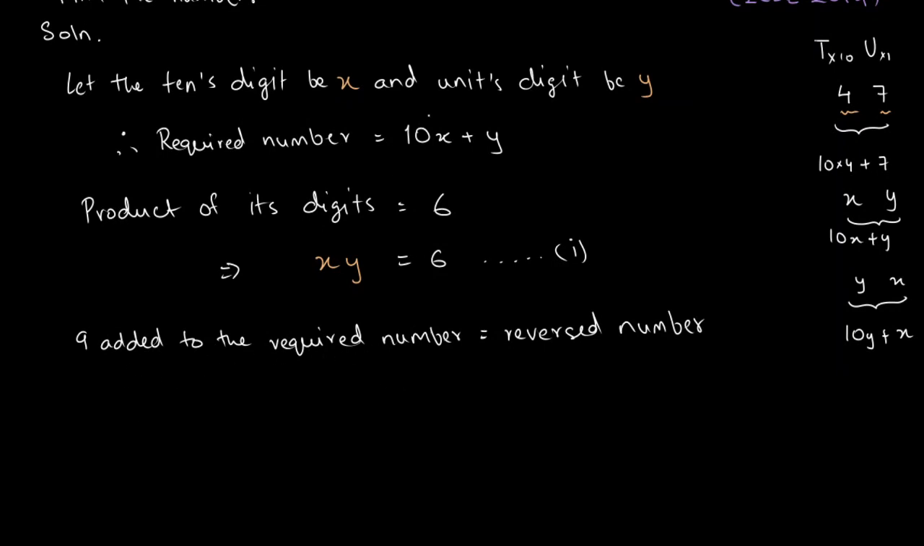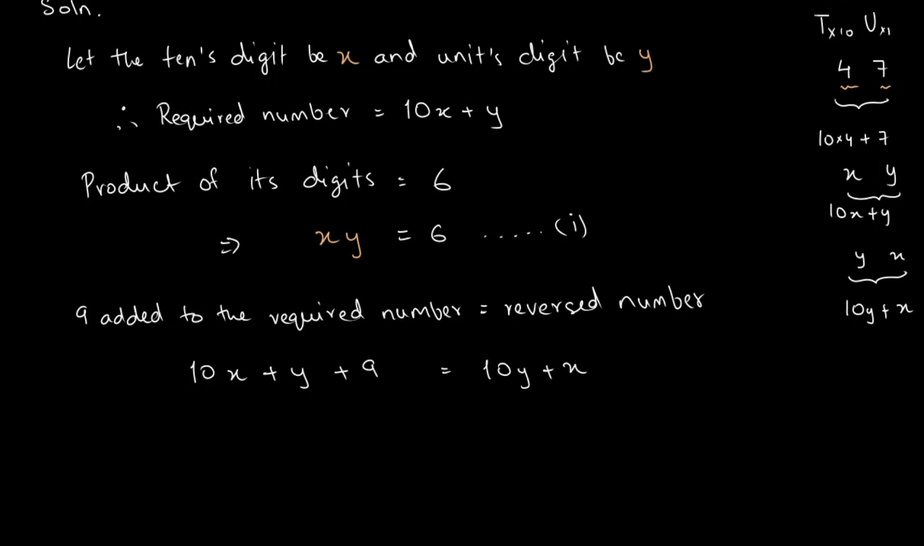Now understand our required number is 10x plus y. The digits are x and y. The number is 10x plus y. So 9 added to it becomes 10x plus y plus 9, and it is equal to the reverse number. The reverse number is, as we were discussing earlier, 10y plus x. So 10x plus y plus 9 equals 10y plus x.